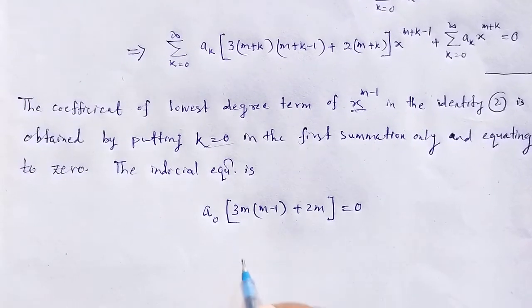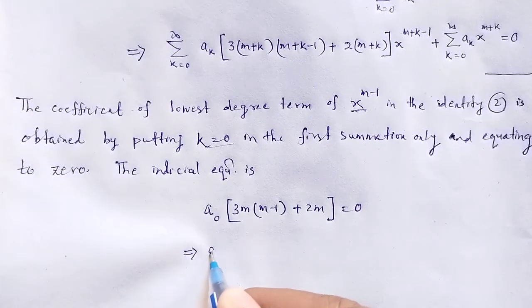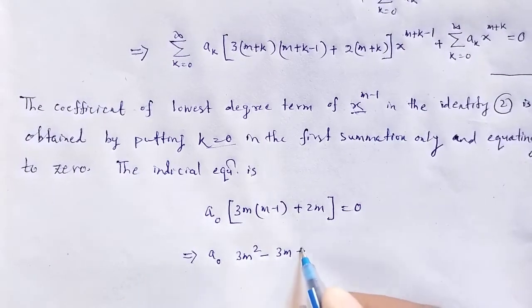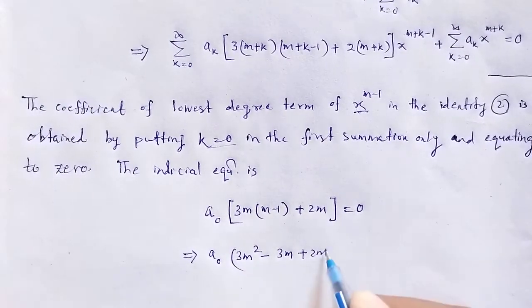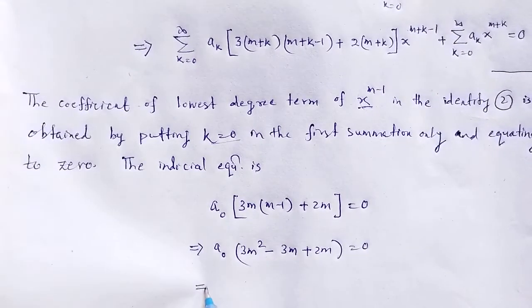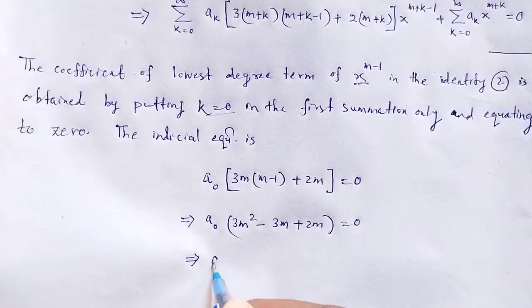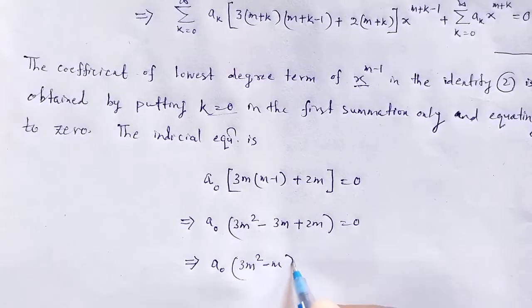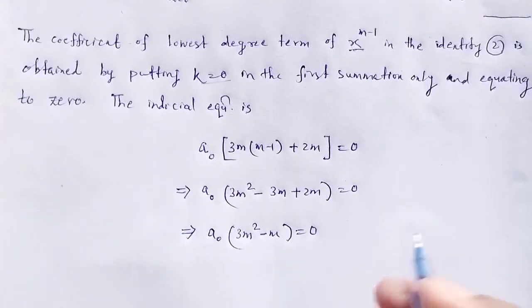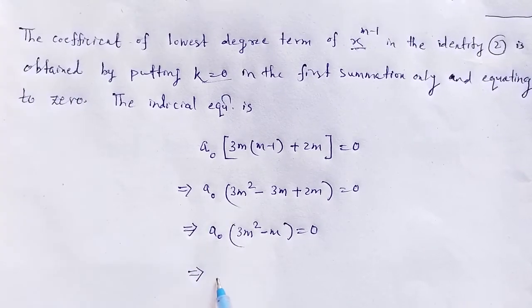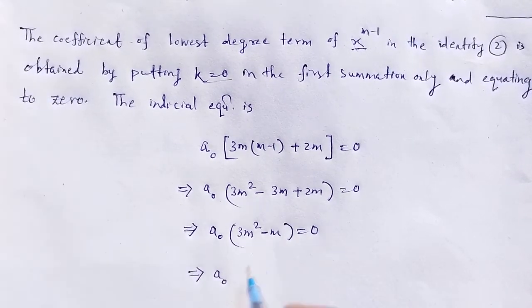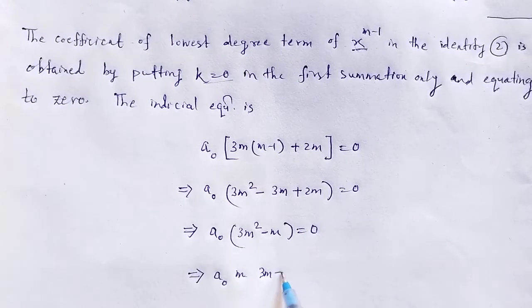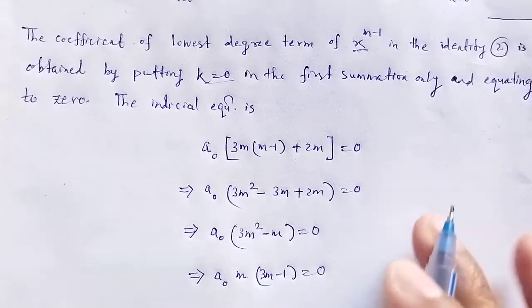In the first summation, which implies a₀(3m² − 3m + 2m) = 0, which implies a₀(3m² − m) = 0, which implies a₀, taking m as common, m(3m − 1) = 0.